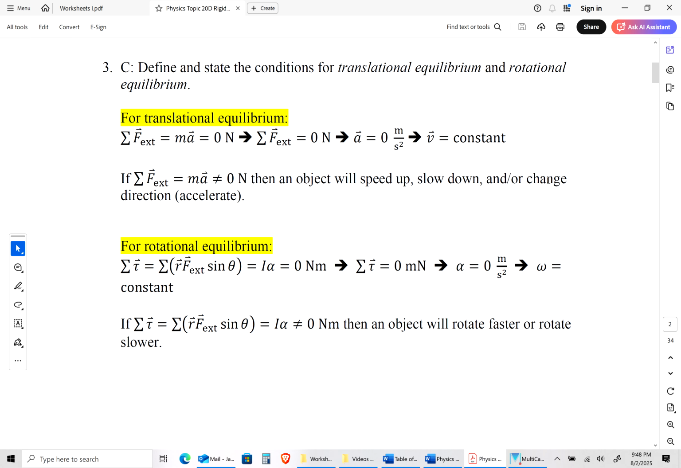Question 3, define and state the conditions for translational equilibrium and rotational equilibrium. Remember, for translational equilibrium, sigma F is 0, a is 0, v is constant. For rotational equilibrium, sigma torque is 0, alpha is 0, and omega is constant.